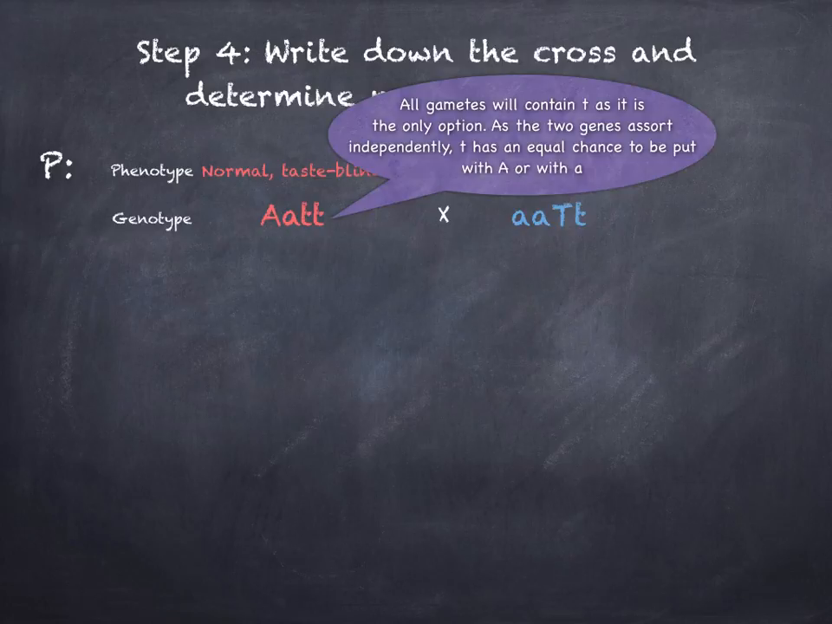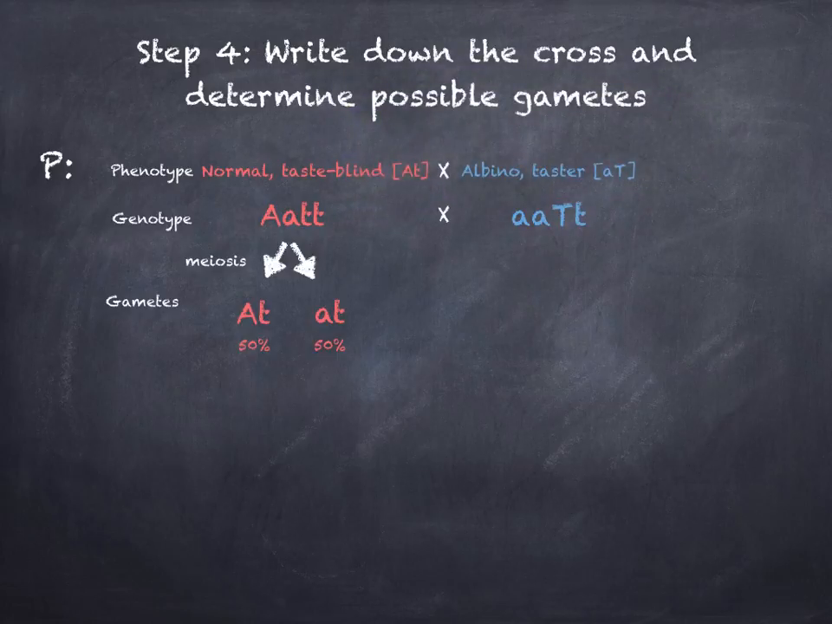So here, if we look first at the woman, we know that all the gametes will contain a small t because it is the only option for the t. So the t here is not really important, it's just the A that will be different in the gametes of the woman. And because we know that the two genes are sorted independently, the small t will have an equal chance to be put with a big A or a small a. So on average, 50% of the gametes at meiosis will contain big A, small t, and 50% will contain small a, small t.